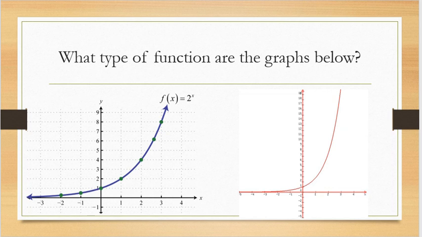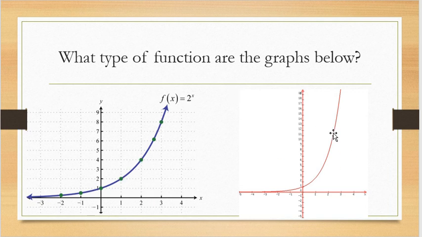Good evening. What type of function are the graphs below? This is the graph of y equals 2 to the x, or f of x equals 2 to the x. Why? Because if x equals 0, we've got 2 to the 0, that is equal to 1, and 2 to the power of 1 is 2, and 2 to the power of 2 is 4, 2 to the power of 3 is 8, and so on.